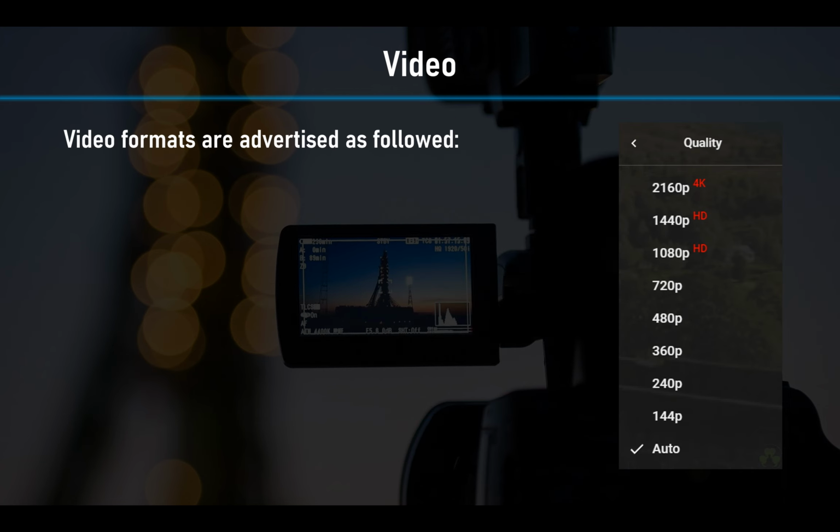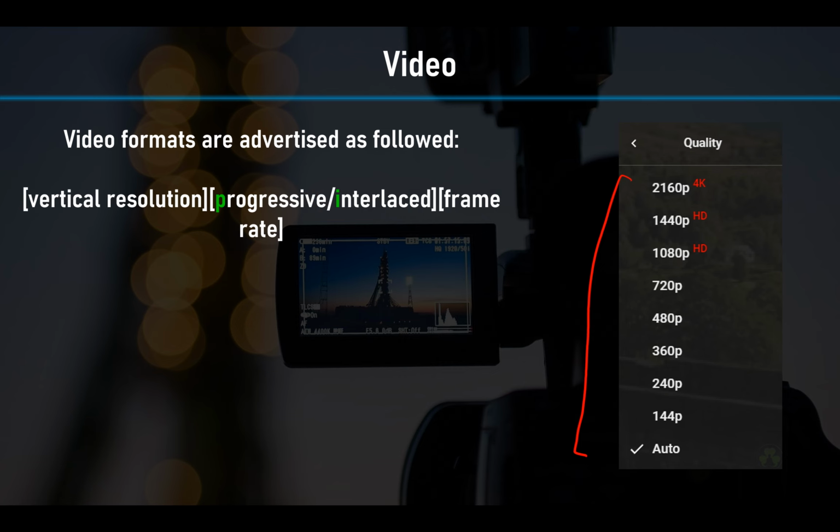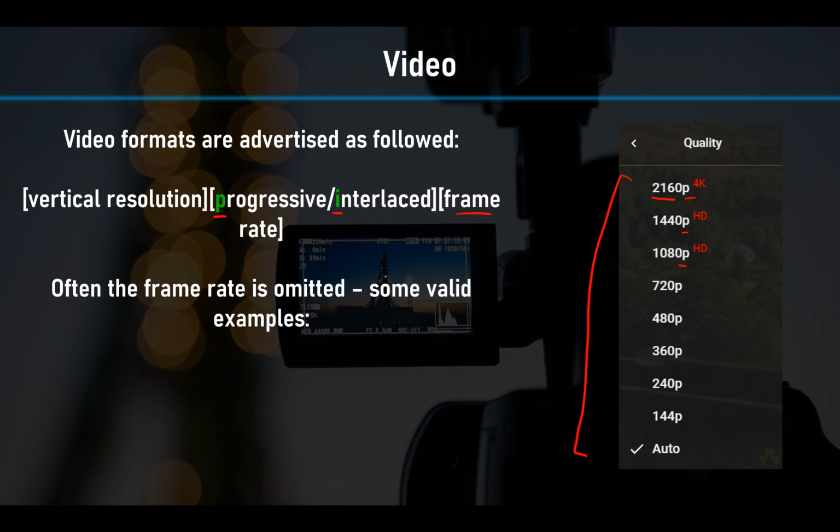So if we look at some of the video formats, and most people probably recognize this image on the right, that's just the YouTube video quality picker. It's going to start with the vertical resolution, so let's say here 2160. Then we're going to have either P or I. And if you notice, all of these are going to be P, which means it's all progressive. Then they're going to have the frame rate, and we see the frame rate is often omitted, so it's kind of optional.